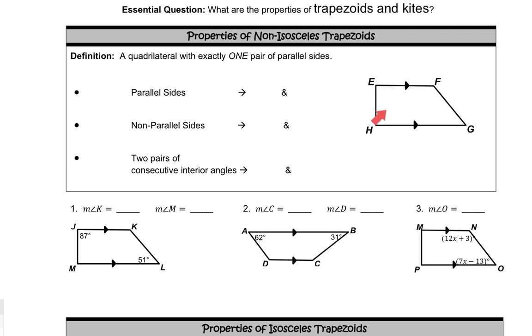So these are other types of polygons. Specifically, today we're going to be talking about quadrilaterals, right? And we know quadrilaterals, the quad part means four sides, right? So these are two specific quadrilaterals, trapezoids and kites.